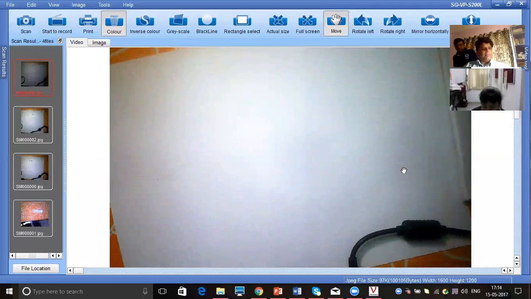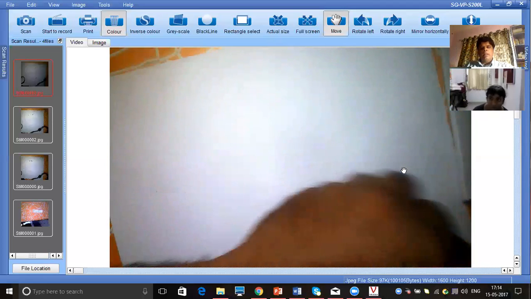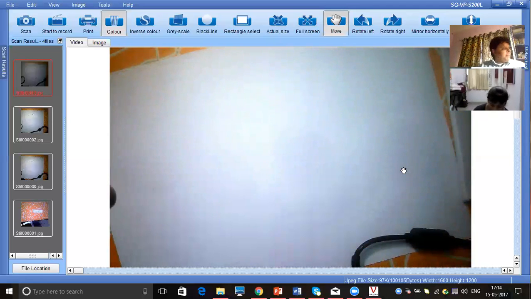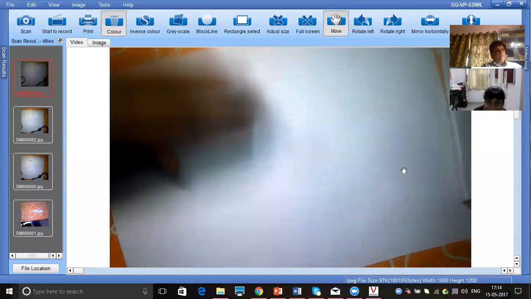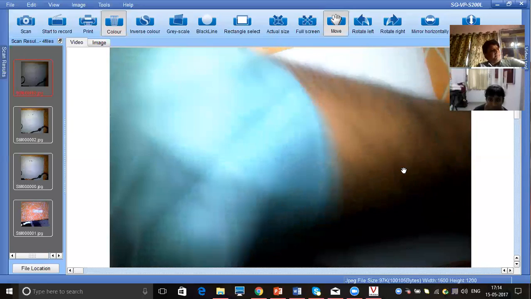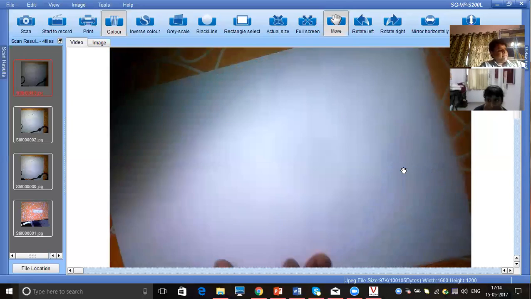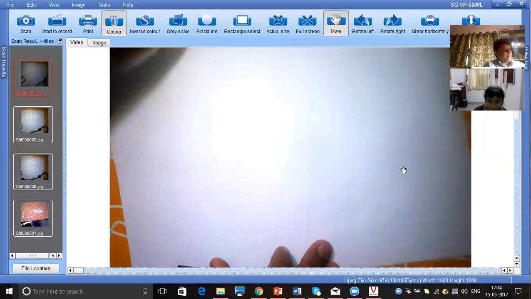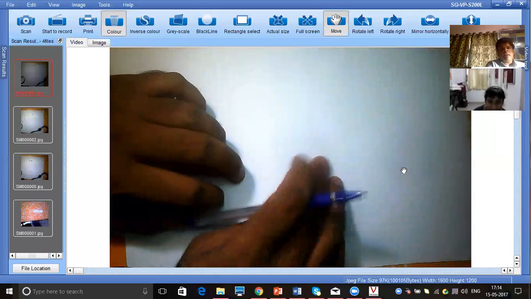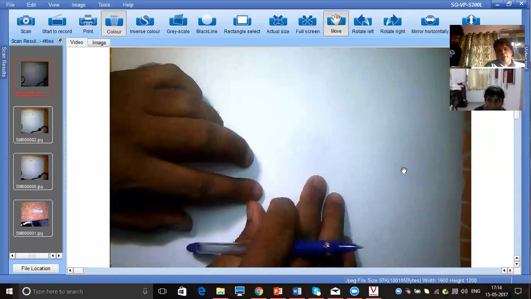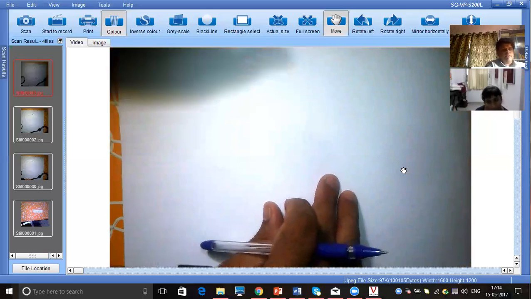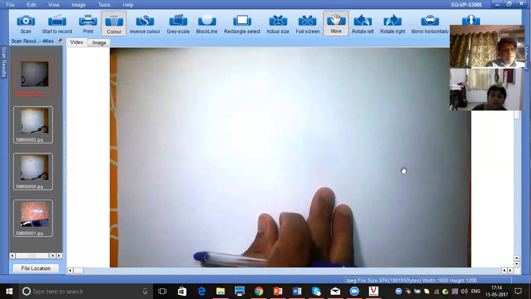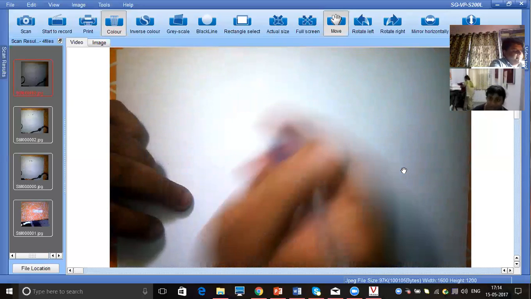So f of n equals f of n, 1 by n. Now tell me if you're able to see this. I'm not able to see anything you've written, I can see a blank paper now. Okay, we start.